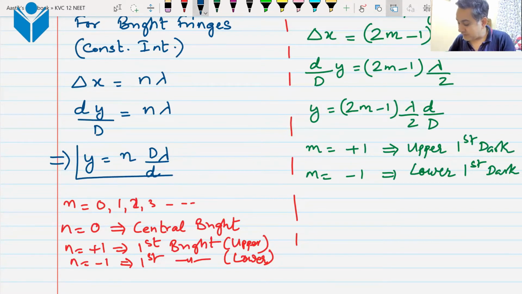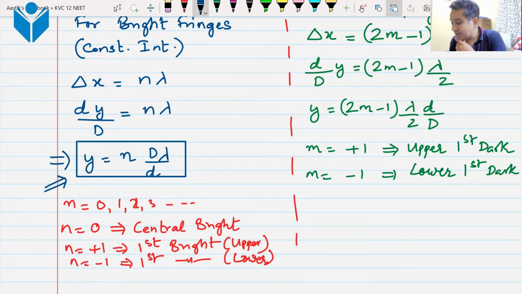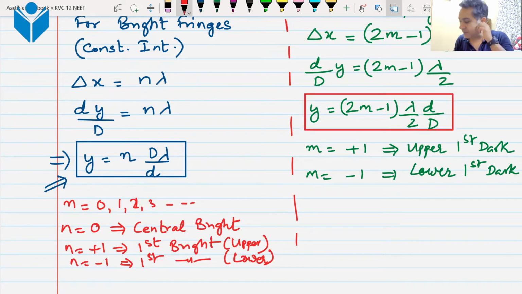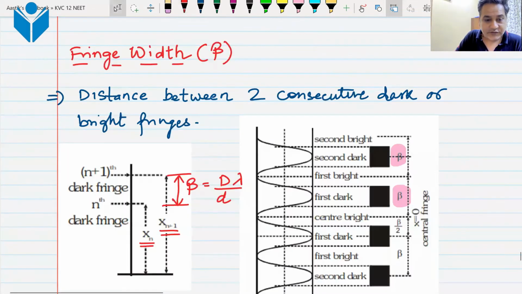For bright fringes we have y is n times lambda D by d. Do we remember this? Yes or no? Yes, sir. And for your dark fringes, it is (2n minus 1) lambda by 2 into D by small d. We had seen what we understand by fringe width. Yes or no? Yes, sir.